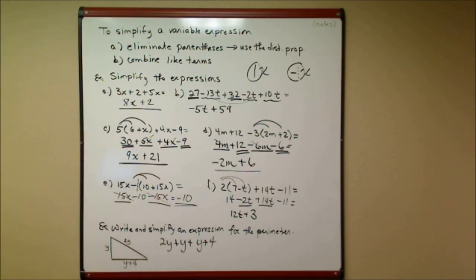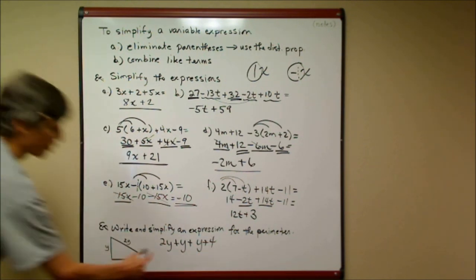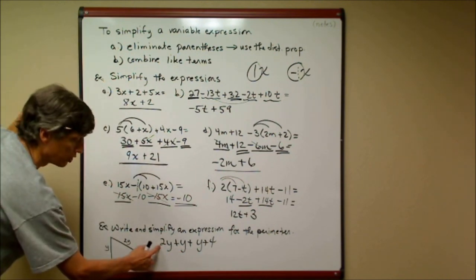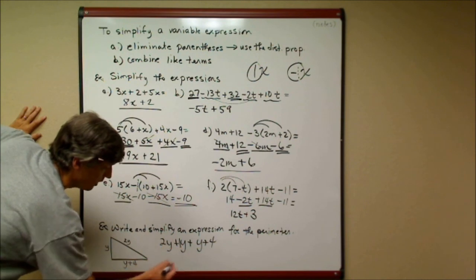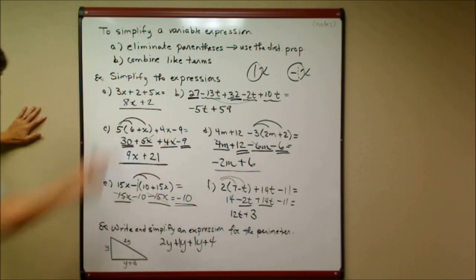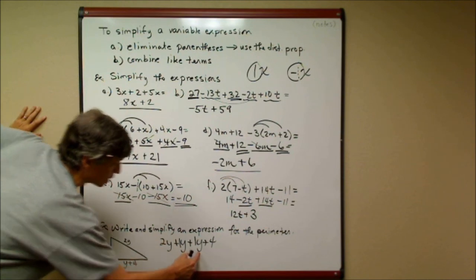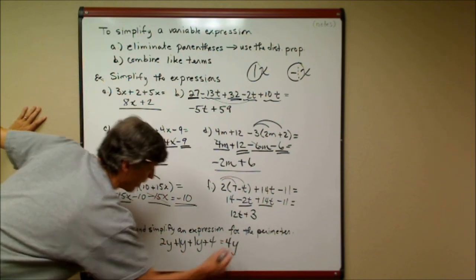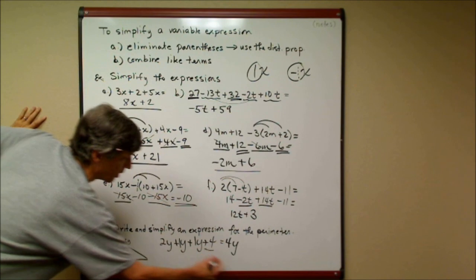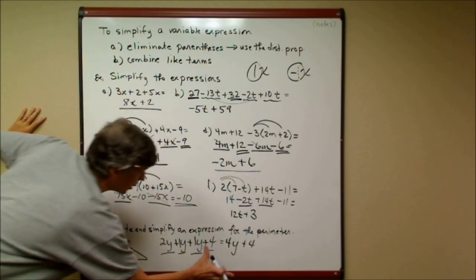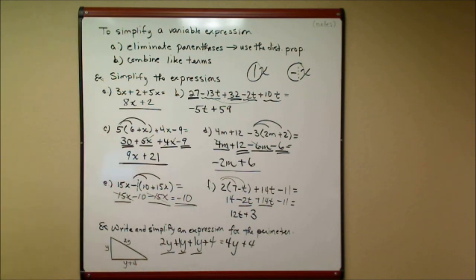Now what I have is a variable expression, and I have 4 terms. These are all like terms. The coefficient here is 2. The coefficient here is 1. The coefficient here is 1, just like I was saying a minute ago. So I'm going to have 2y plus 1y plus 1y is 4y. And then my constant term here, plus 4. Now these were like terms, so I could combine those. This one wasn't a like term. It didn't have the variable.